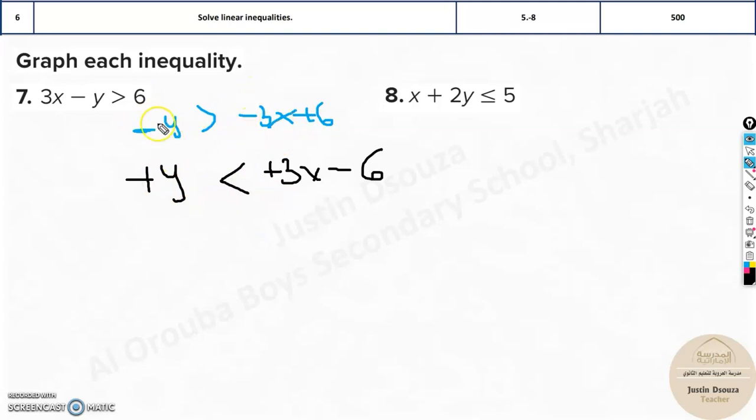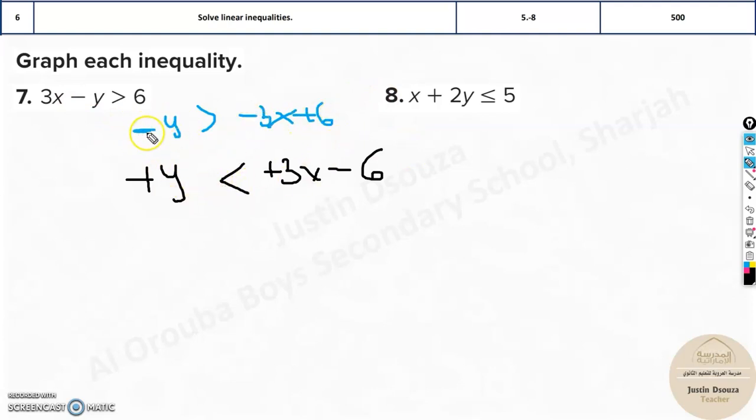Otherwise, you can think like this. You're taking this over here. Y will be less than, and all these two terms are coming to the other side. They are greater than now, isn't it? You're just swapping them. So adding both the sides by y and then subtracting both the sides by minus 3x plus 6.